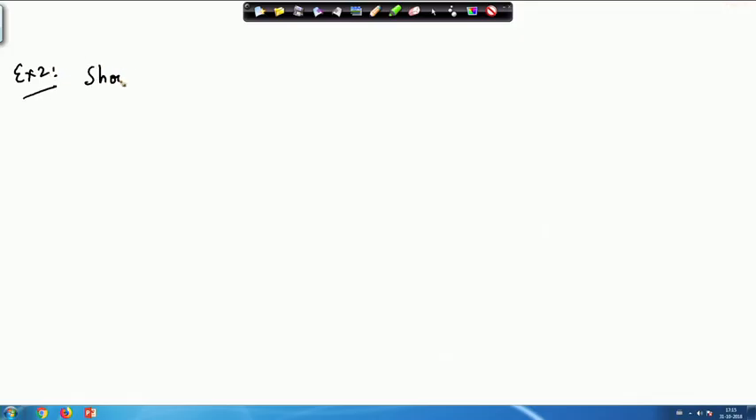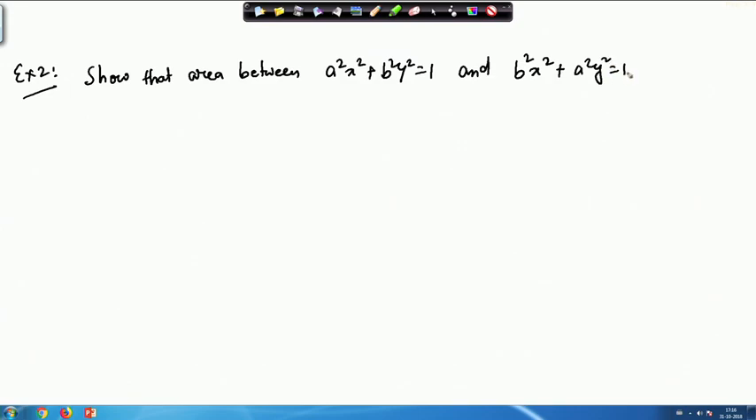So this says, show that the area between a square x square plus b square y square equals 1, and b square x square plus a square y square equals 1, where 0 is less than a is less than b, is 4 by ab tan inverse a by b. So here we have to be a little bit careful. First of all, we have to see what kind of curves they are.